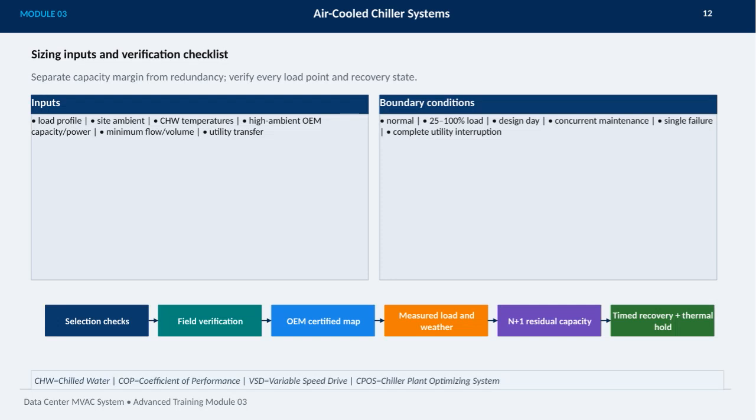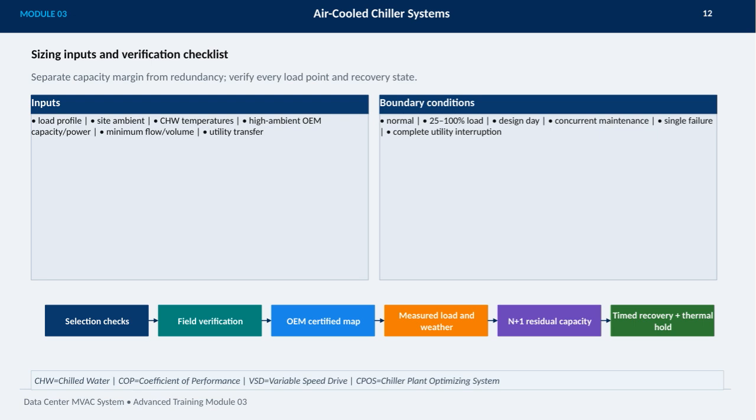This module focuses on air-cooled chiller systems, specifically for data center MVAC applications. One key point is to separate capacity margin from redundancy and ensure verification at every load point and recovery state. When sizing, we start with essential inputs like the load profile, site ambient conditions, chilled water temperatures, high-ambient OEM capacity and power data, minimum flow or volume requirements, and utility transfer capabilities.